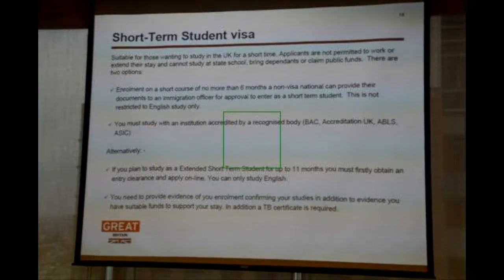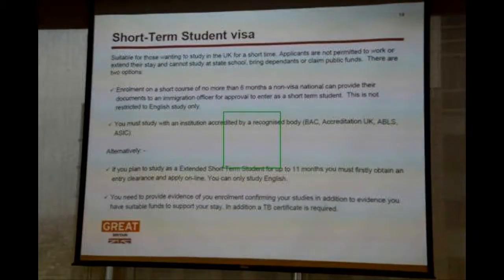If you want to go and study just English, and you want to study that for more than 6 months, but up to 11 months, then the student has to apply for an extended student visa. They can't just go to the UK and apply at the port of entry. So again, you would need to show evidence of your studies, and how much money you have to support yourself. Although there's no set requirement, it has to be realistic to show that you have a sufficient amount of money to look after yourself. You would need a TB certificate, and obviously your passport and the application form.